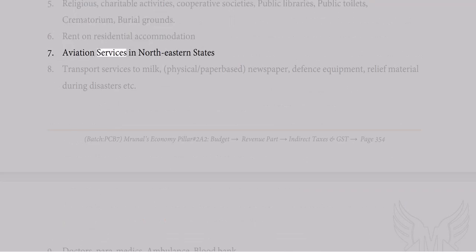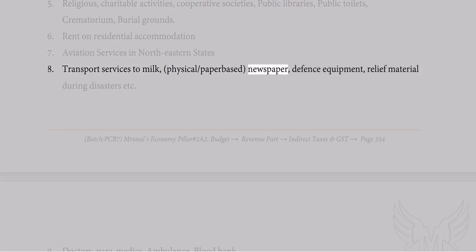7. Aviation services in northeastern states. 8. Transport services for milk, newspapers (physical or paper-based), defense equipment, relief material during disasters etc.